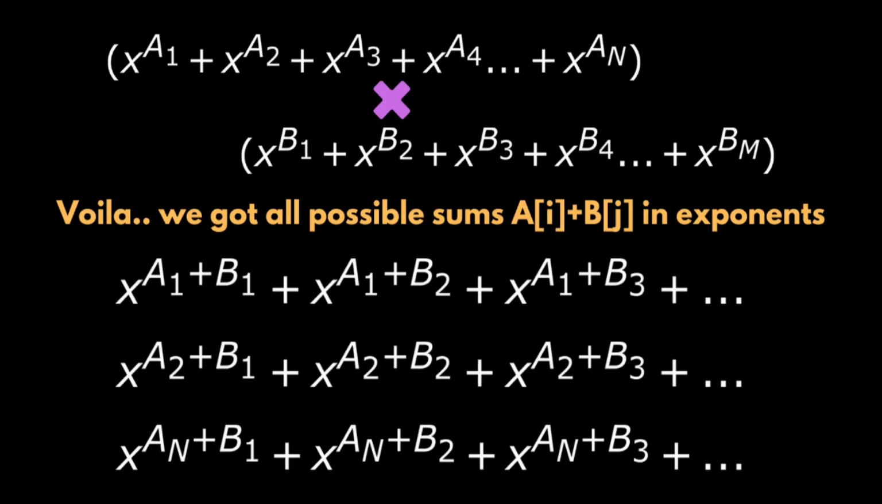Now, if we multiply the polynomial generated for A and B, notice that we get all possible sums in the exponents, because every possible term in the first polynomial will be multiplied with all the terms in the second one. So, for example, x raised to a1 will be multiplied with x raised to b1 and x raised to b2 and so on for all the values in array B. So that way, the exponents will get added and the x in the polynomial remains constant when we are multiplying two terms. So this gives us all possible sums in the exponents of the polynomial in the result.